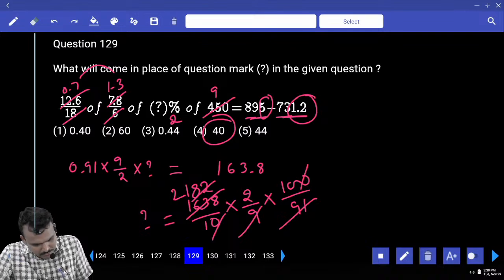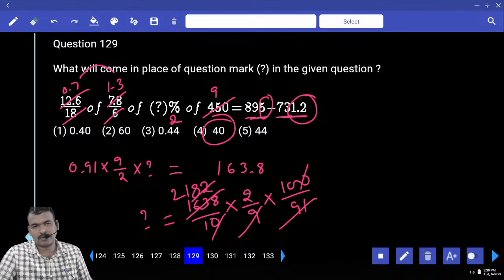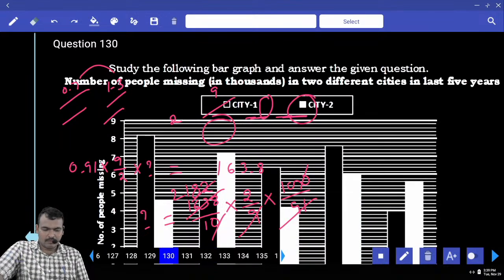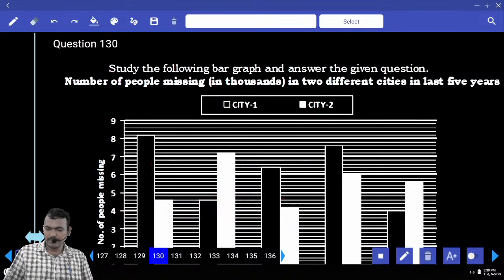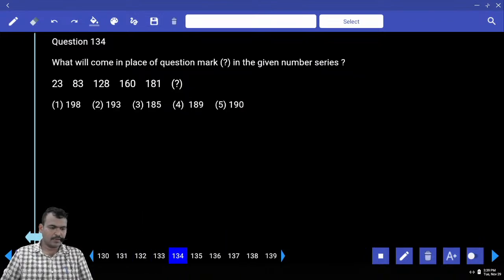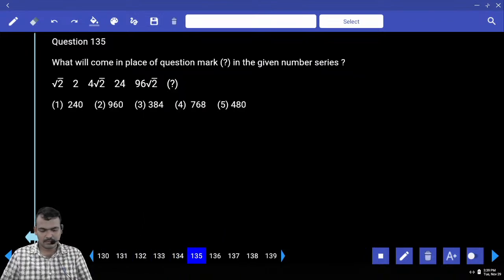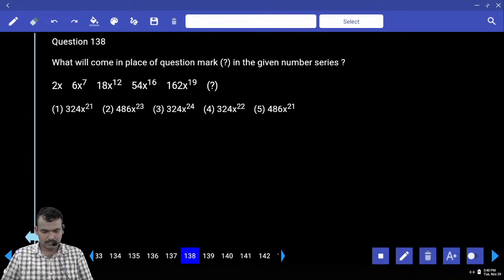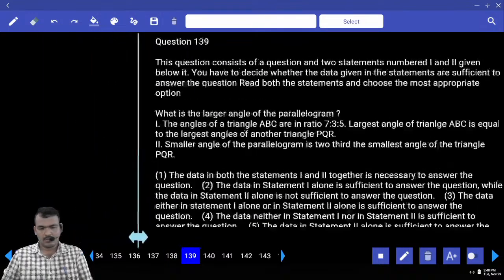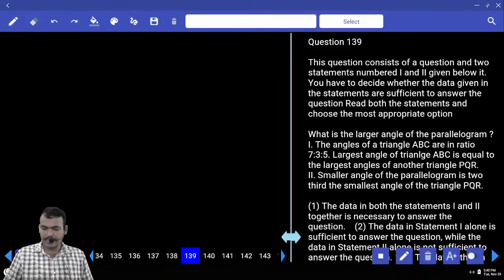If we know the 18th table and 9th table, the questions are easy. 130. Skip. 134, already told. Number series. 139. 139. Data sufficiency.